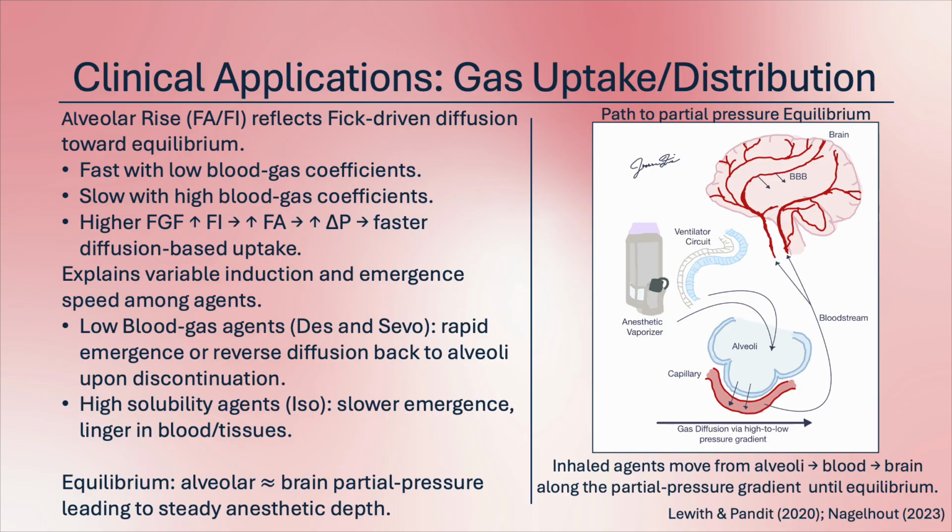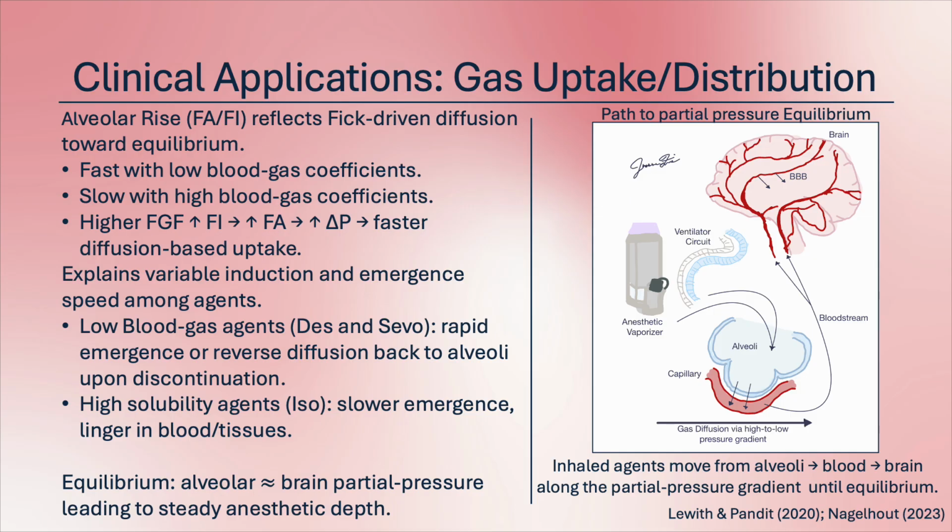Inspired and alveolar partial pressures determine how inhaled anesthetics diffuse into the bloodstream and the brain. The rise of alveolar partial pressure, or FA, relative to the inspired concentration, FI, reflects Fick-driven diffusion towards equilibrium. Agents with low blood gas solubility equilibrate quickly because the blood cannot dissolve much anesthetic, so arterial pressure rises rapidly to match alveolar pressure. These agents, such as desflurane and sevoflurane, produce fast induction and rapid emergence.